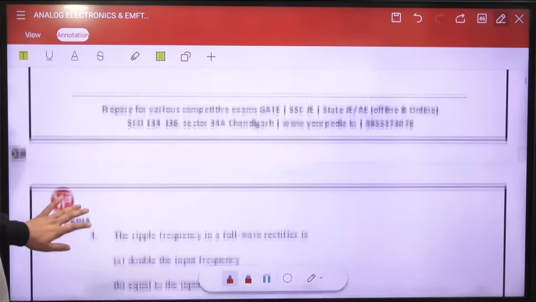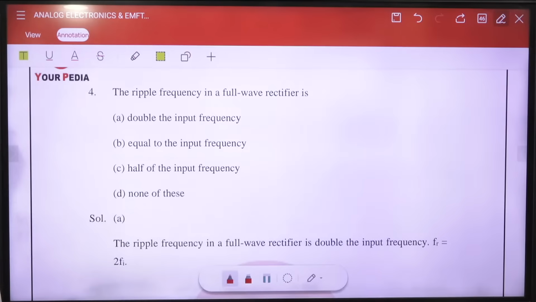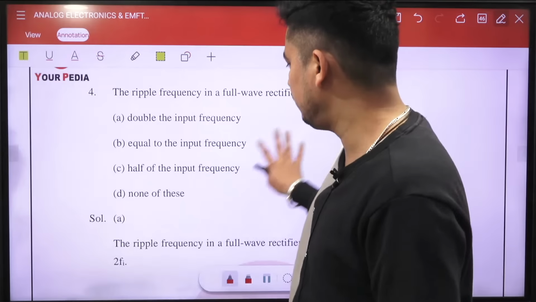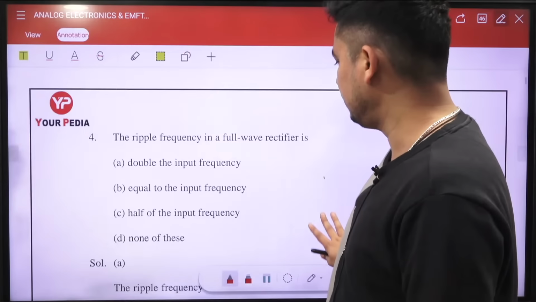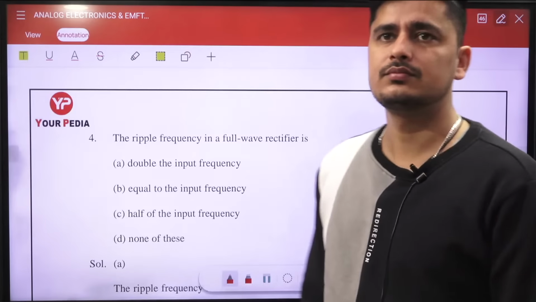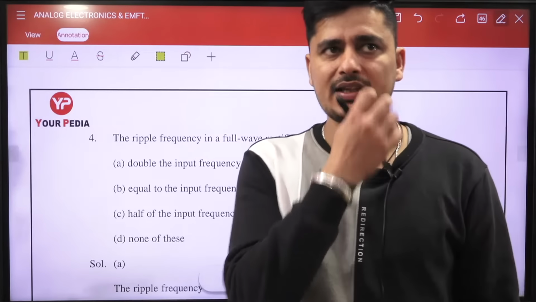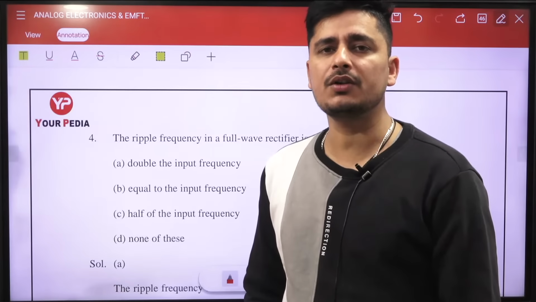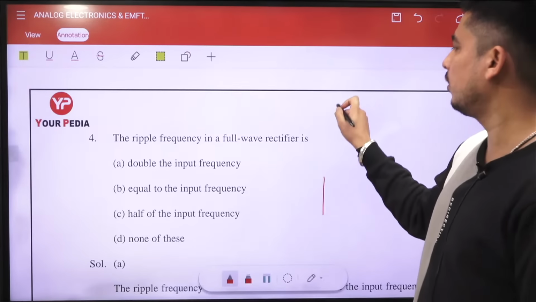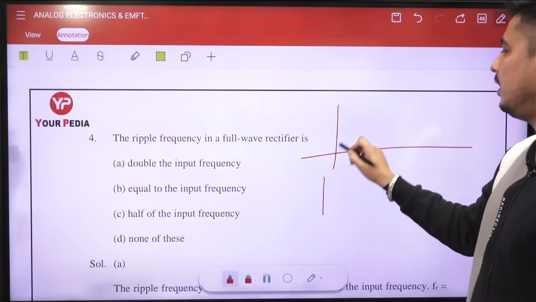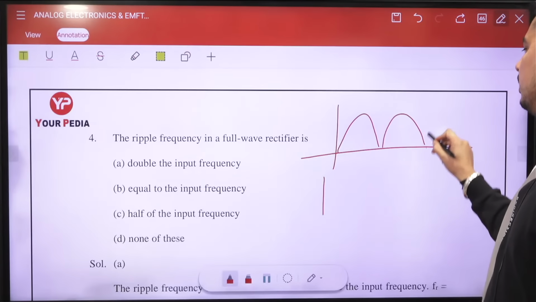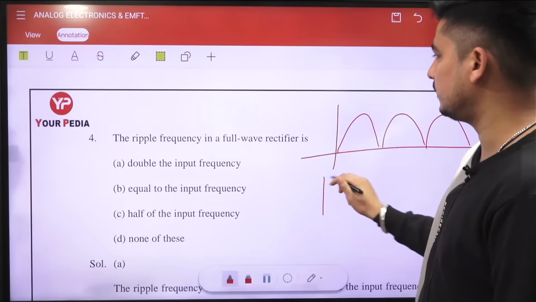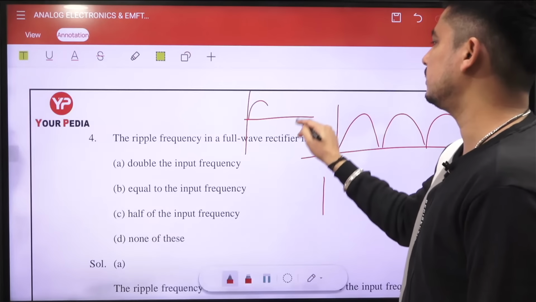Okay. Ripple frequency in full wave rectifier. How much is the ripple frequency of a full wave rectifier? Try to solve it. Whenever we are talking about ripple frequency, what does it mean? If you draw the output of a full wave rectifier, the output is like this, if you are giving a sinusoidal signal to it.